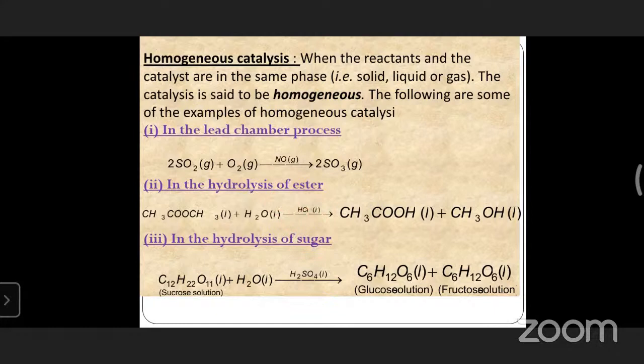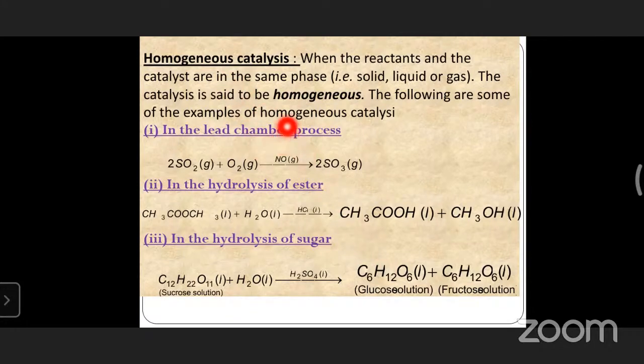If you observe each reaction, the products are in the gaseous phase. The reactants are also in the gas phase, so it is gas, gas, gas, and the catalyst also is gas. All are in the same phase. Because of that, the catalyst, reactants and products are all in the same phase, all in gas phase. That's why the reaction is called homogeneous catalysis. In the other reactions, everything is liquid. In the hydrolysis of sugar too, every substance involved is in the same phase, so we can call it homogeneous catalysis.